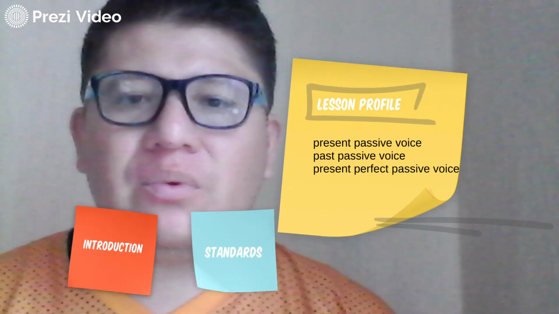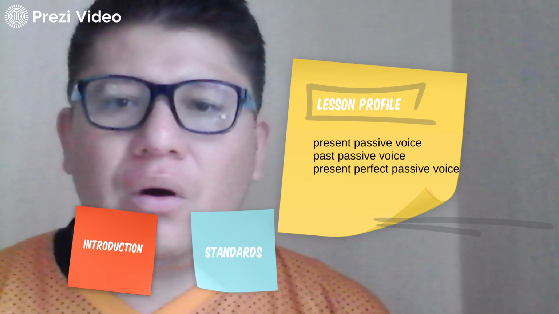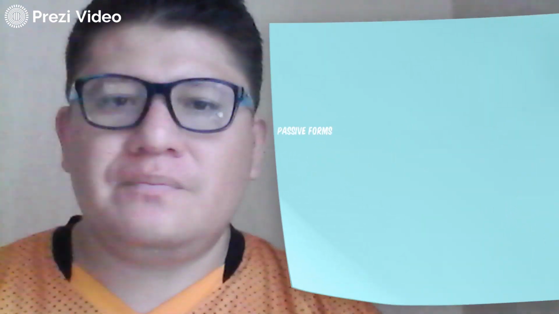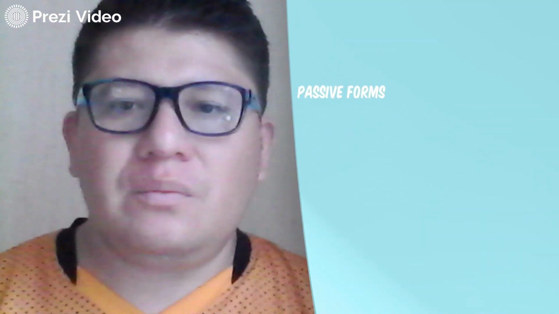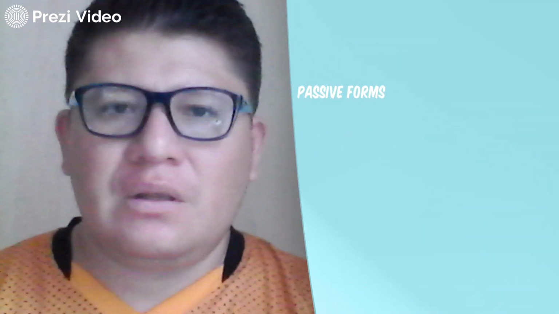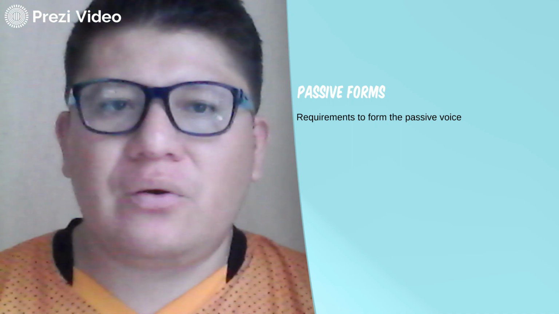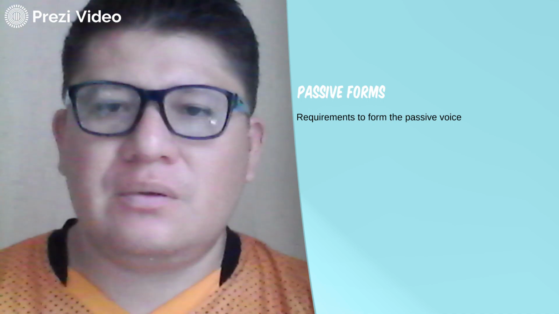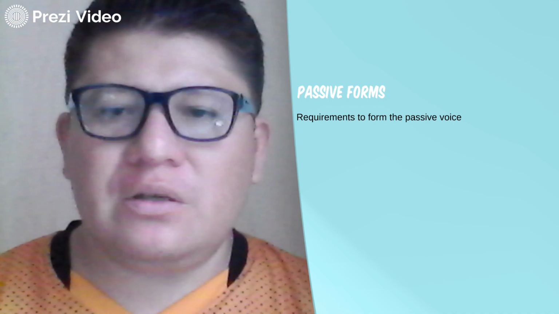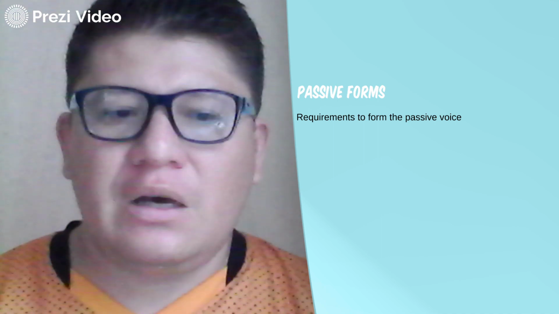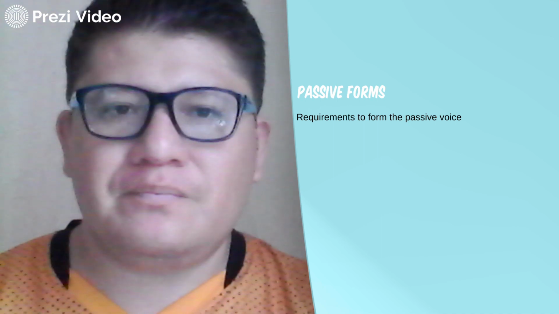When we use the passive voice, it's important to know how we can form the passive. So we need to know two important elements. Here you are going to find some requirements to form the passive voice. In all the passive voice forms, it's important to use the verb be and past participle verbs.